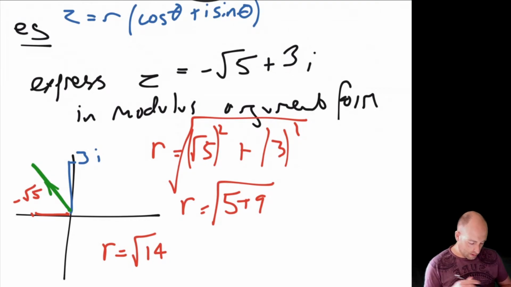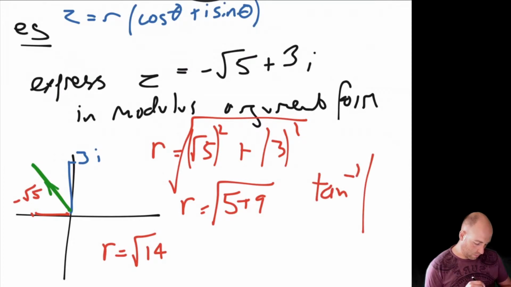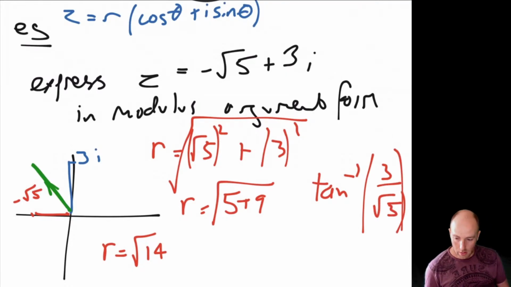Okay, the argument then is going to be tan inverse of y over x. So that's going to be tan to the minus 1 of 3 over √5. So calculator, wherever it is here, tan to the minus 1, 3 over √5, which gives me a horrible decimal, 0.93.